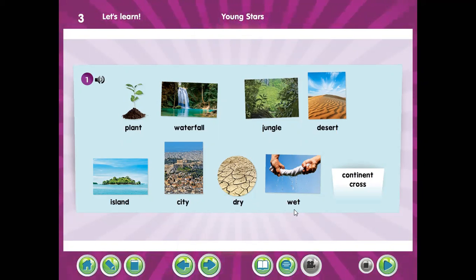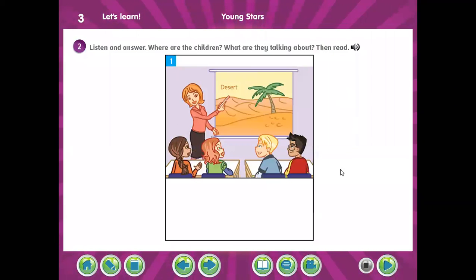the wettest. Okay? Continent. Yeah, you know what is a continent? America, Africa, Asia, continents. And cross. Cross is a verb. Cross is cruzar. Okay, cross. Now, let's watch a video, please. When they are talking about these places, they are talking about the vocabulary and they are using the superlative. Okay? Pay attention to answer some questions, to continue the game. Pay attention.